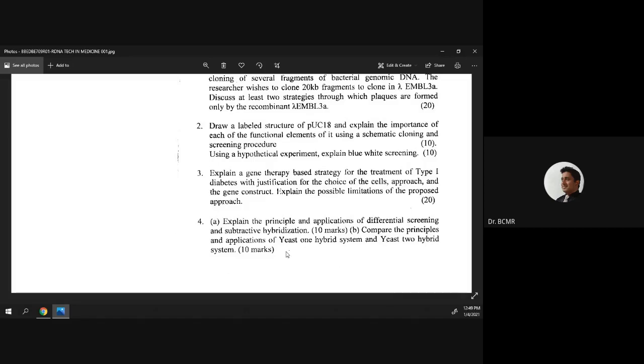Compare the principles of the yeast one hybrid system and two hybrid system. I think we have done it well. I will leave it. I will just ask this question: what is the use of the yeast one hybrid system?